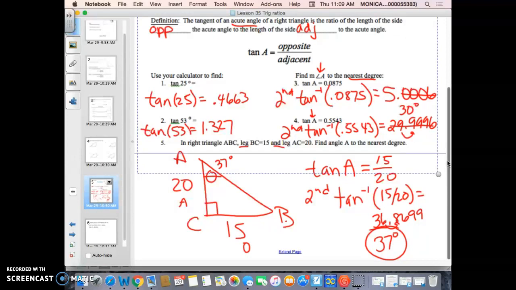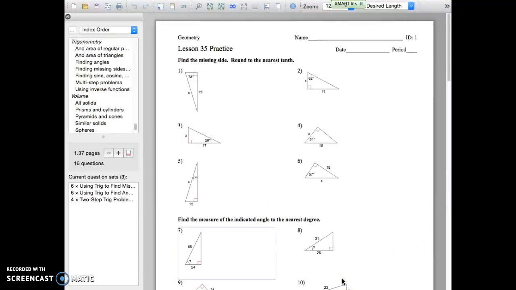If I wanted to find angle B, I could just do 90 minus 37. And so angle B is 53 degrees. Just saying, you know. All right, so let's do some example problems from your homework and go from there. Your lesson 35 practice should look like this. I'll just do like the first problem in each category, or the first couple problems in each category. So we'll do number 1 together.